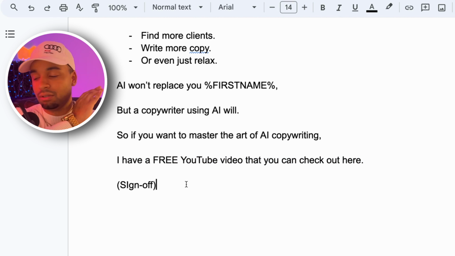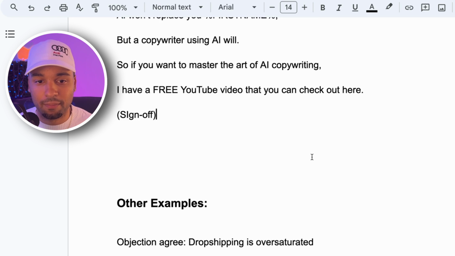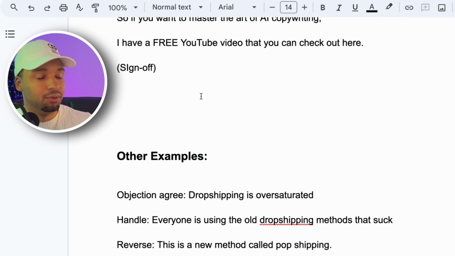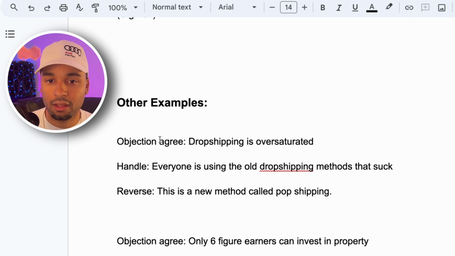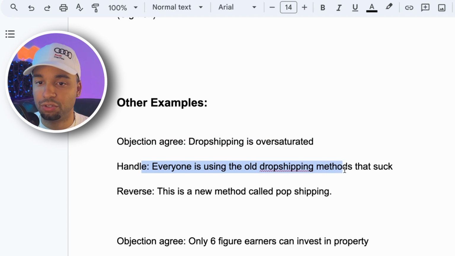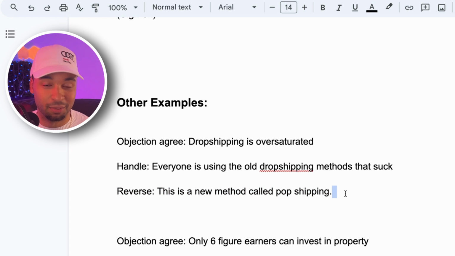Okay. Absolute bangers after bangers after bangers. This email structure, all of it, bangers. So here are some other examples if you're struggling with coming up with a common objection. This was one I kind of mentioned before. Objection, agree: dropshipping is oversaturated. Handle: everyone is using the old dropshipping methods that suck. Reverse: I teach a new method called pop shipping. That's not drop shipping, it's called pop shipping, all right?